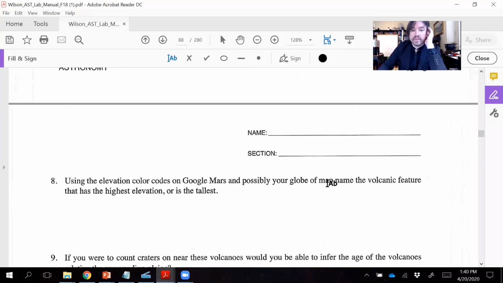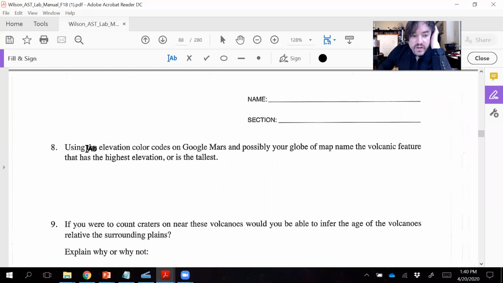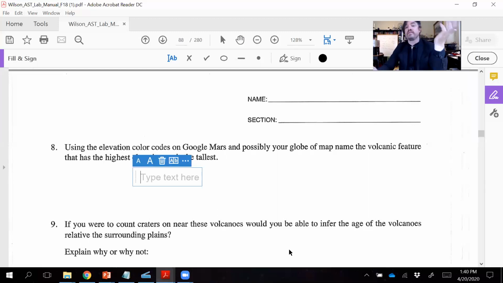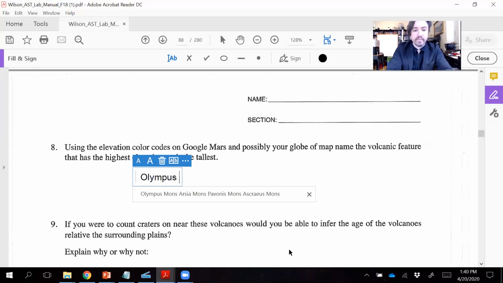Sorry. All right, number 8's real easy. Using the elevation color codes on Google Mars, identify the volcanic feature that has the highest elevation or is the tallest. What's that? Olympus Mons. That's right, Olympus Mons. That was easy.